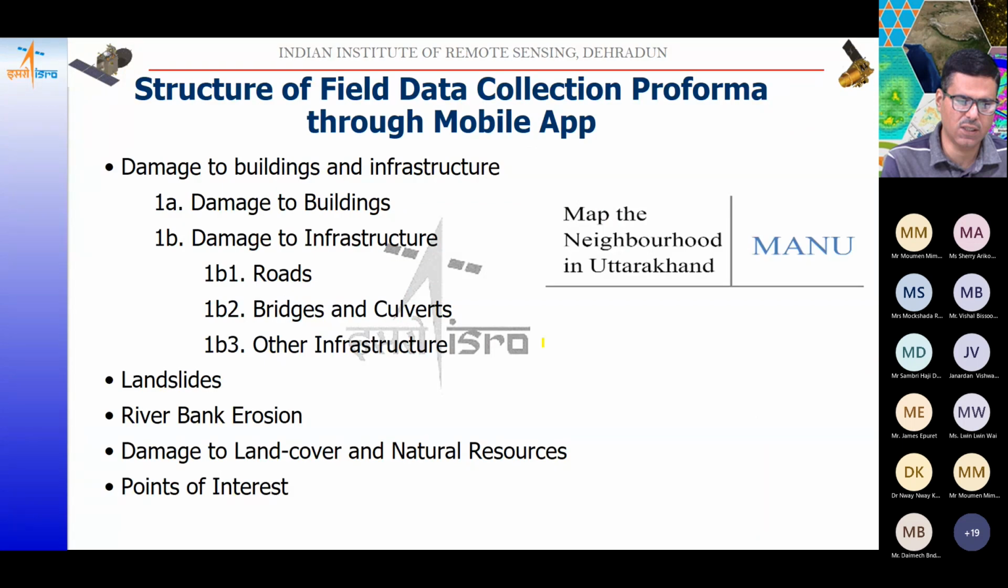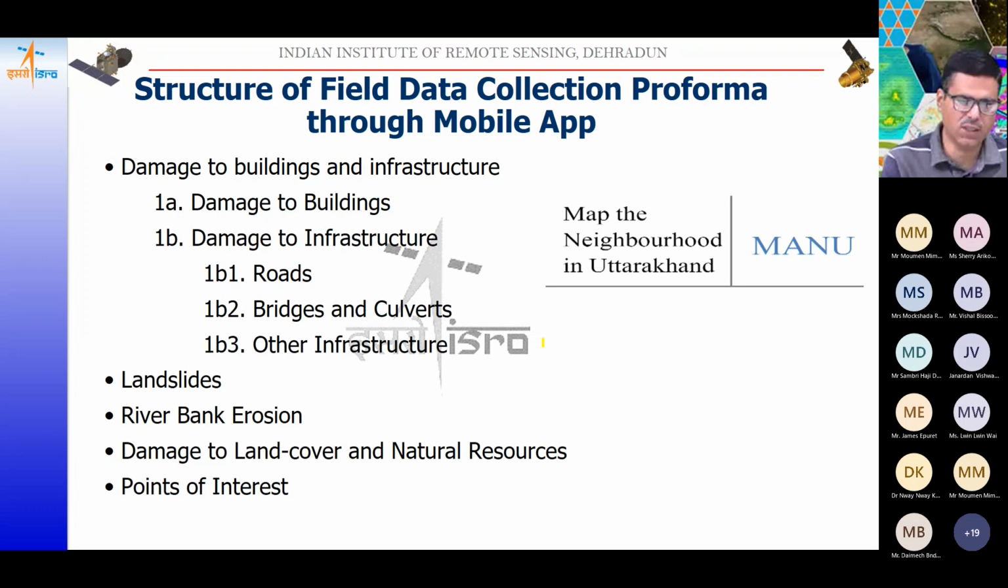Various brainstorming sessions were held wherein the proformas for collecting the damages were designed. The proformas included damage to buildings and infrastructure, which was further subdivided into damage to buildings, and damage to infrastructure such as roads, bridges and culverts, and other infrastructure. There were also damages caused by landslide events, riverbank erosion, and damage to land cover and natural resources. A proforma for various points of interest was also created, so that people going onto the ground can collect other points of interest as they go around and see the place.